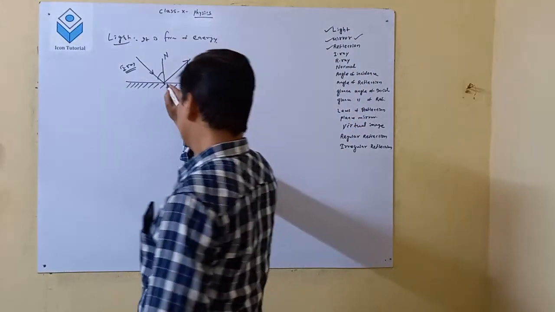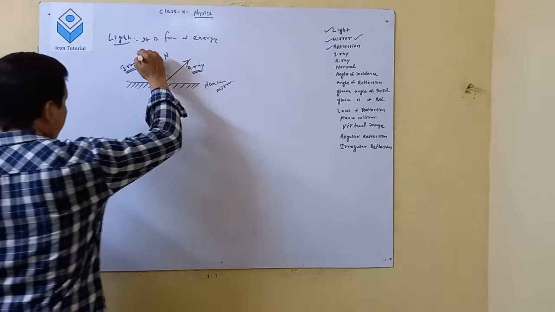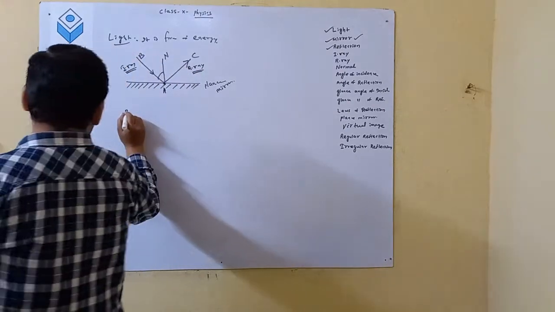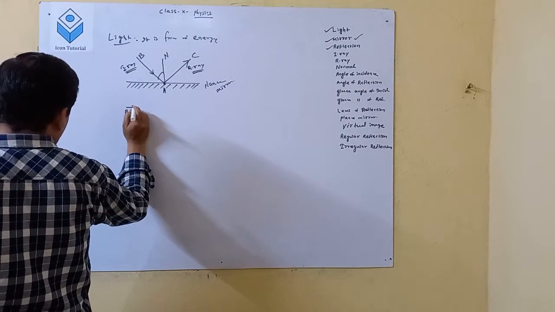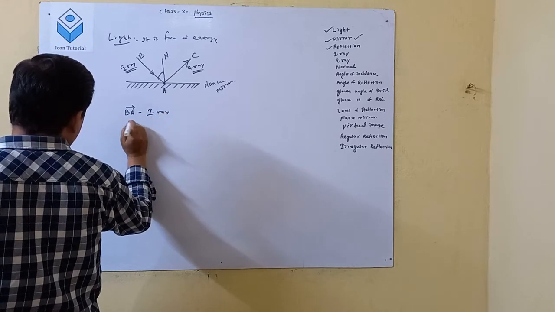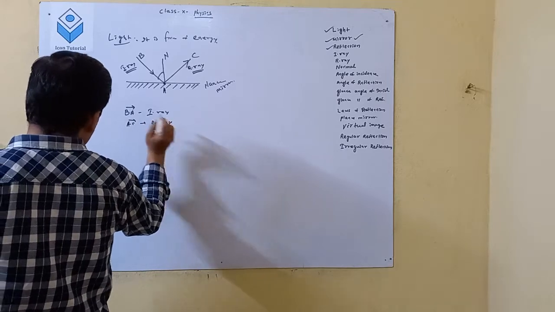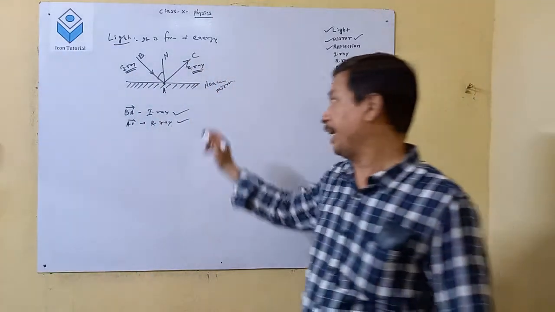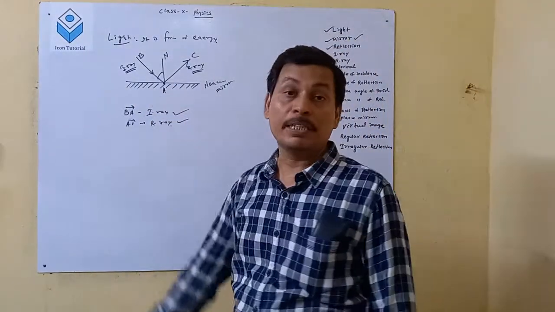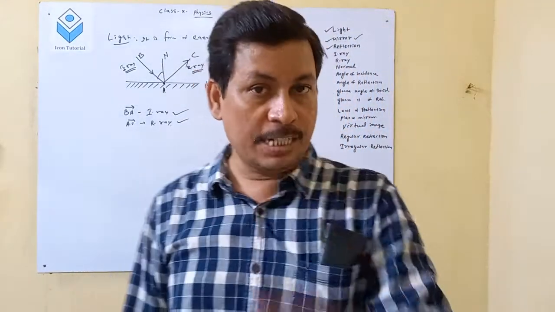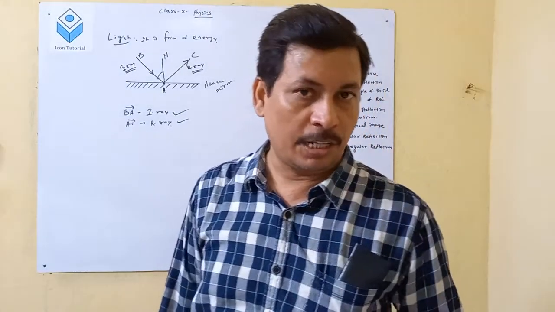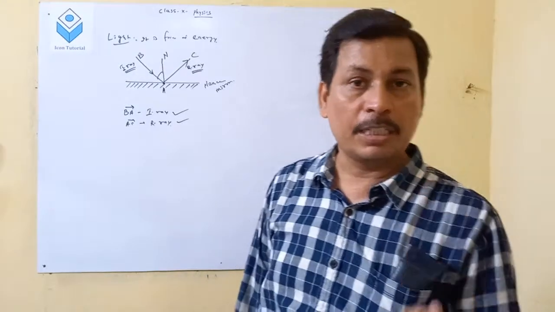Two rays are there. Suppose this is A, this is B, this is C. Now BA is the incident ray, and AC is the reflected ray. A is the point of incidence. At the point of incidence, the ray coming to the mirror is the incident ray, and from the mirror it is the reflected ray.